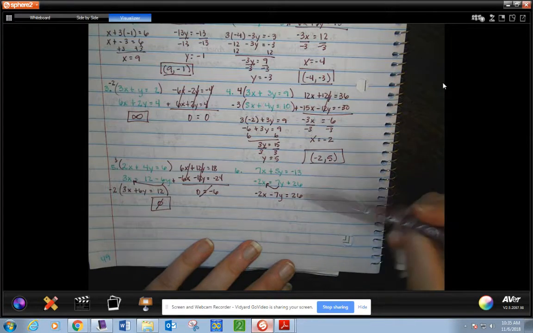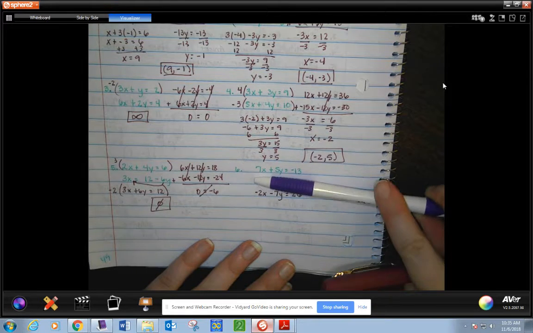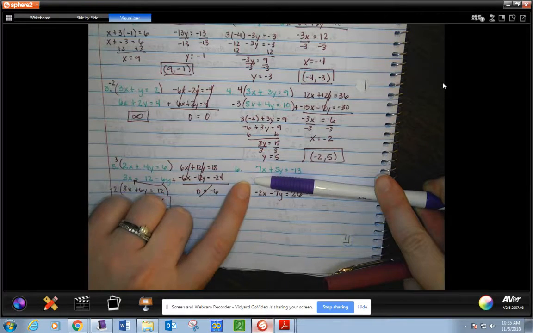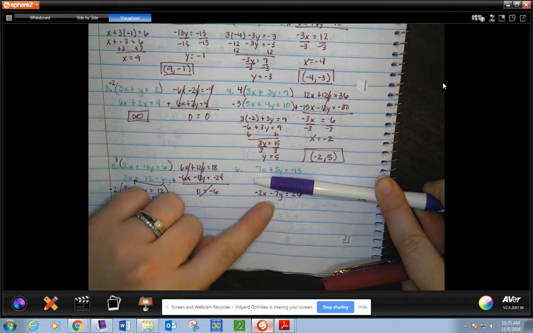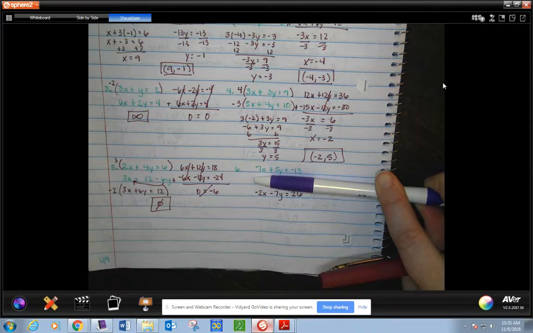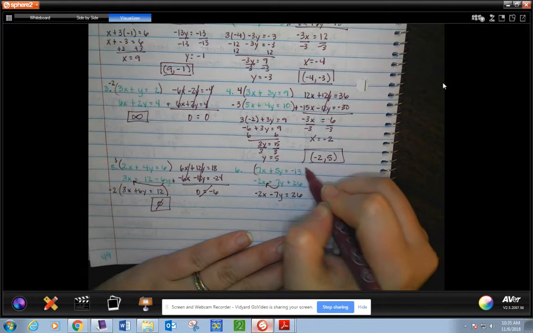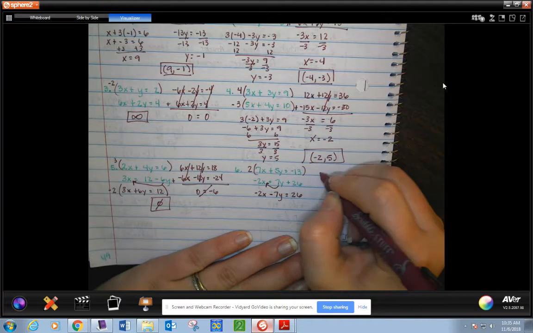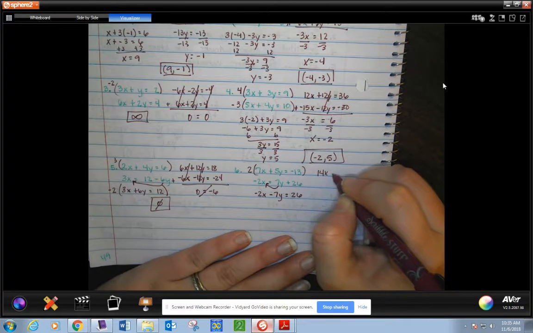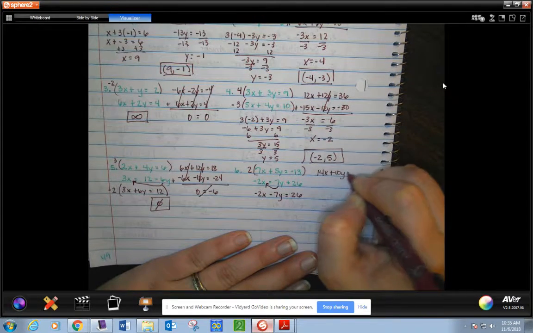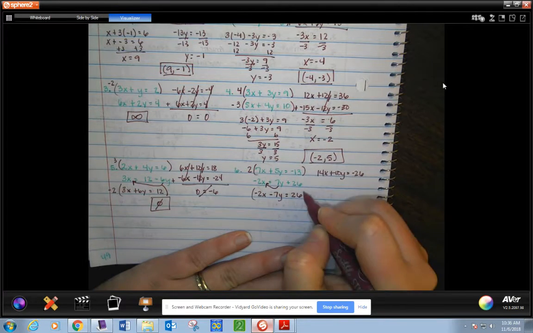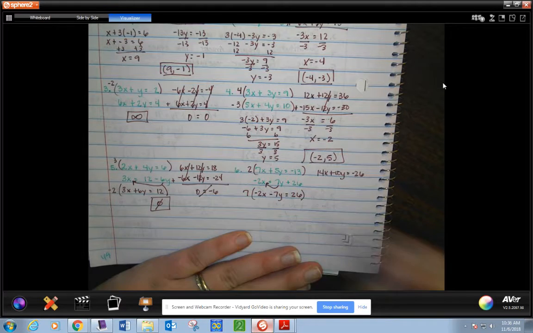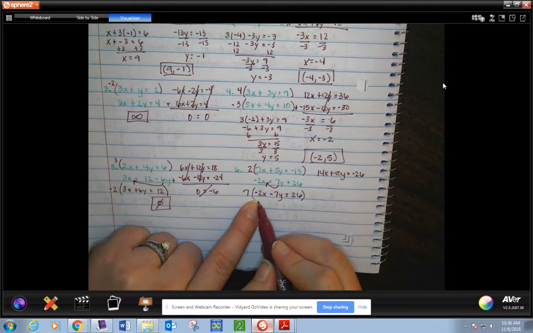Okay, from here, I'm now looking at the top equation and the bottom equation. I have 7 and negative 2, and the first multiple they'll share is 14. And I have 5 and negative 7, and the first multiple they'll share is 35. I'm going to 14. So I'm going to multiply this top one by 2, which will give me 14x plus 10y equals negative 26. I'm going to multiply this bottom one by 7. And I don't need to change my sign because it's already negative.